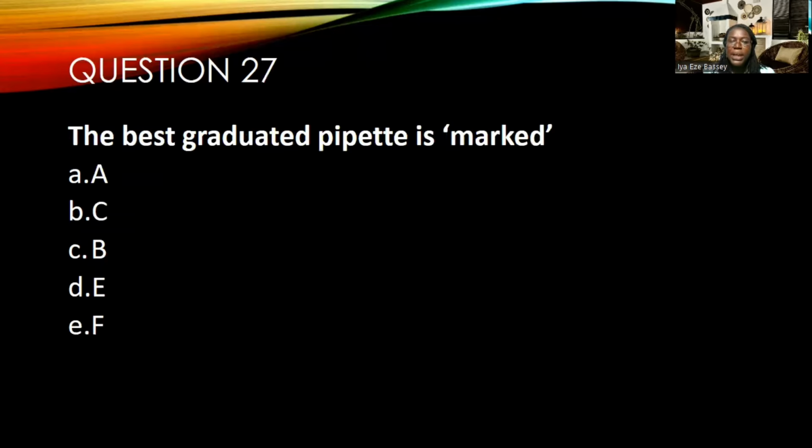So if you're looking at pipettes, what is the best graduated pipette marked as? A, B, C, D, E, F. Which one would you go with? Usually the best is always A. Some other pipettes you will see AS. That also is a very high level graduated pipette. The S is to tell you that it has a swift delivery. So A or AS are usually the best graduated pipettes.